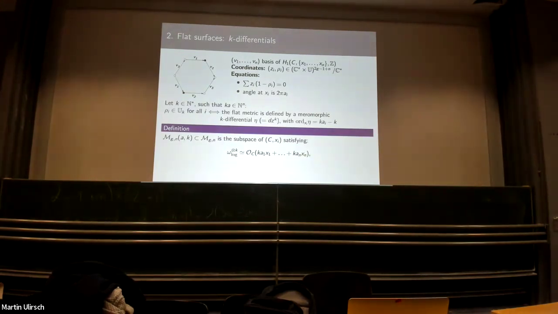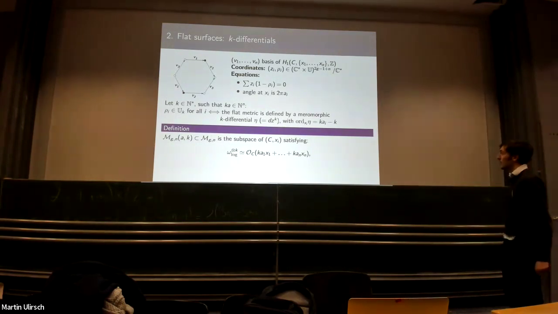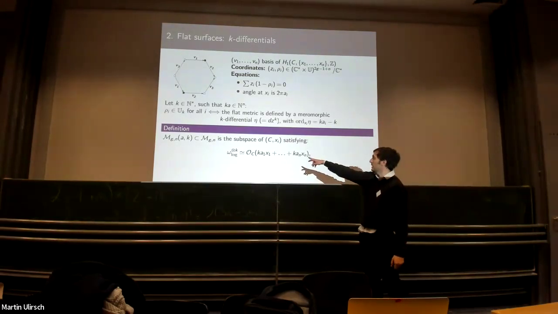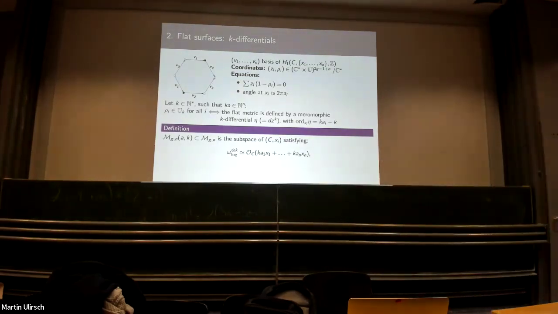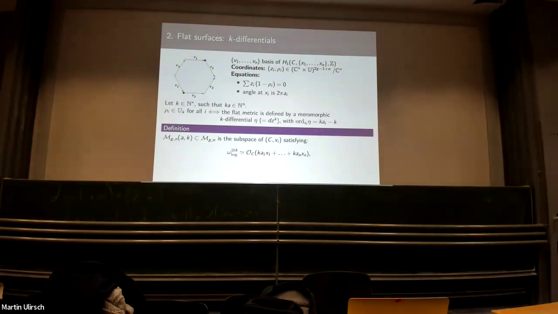Okay. For me, in M_{g,n}, I will define M_{g,n}(a, k) to be the subspace of curves with some markings that satisfies that ω_log^{⊗k} is O_C(k a_1 x_1 + ... + k a_n x_n). In other words, it's the subset of M_{g,n} of curves with markings such that there exists a k-differential with the right order at the markings.